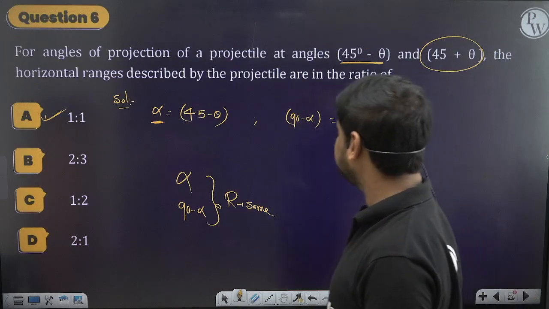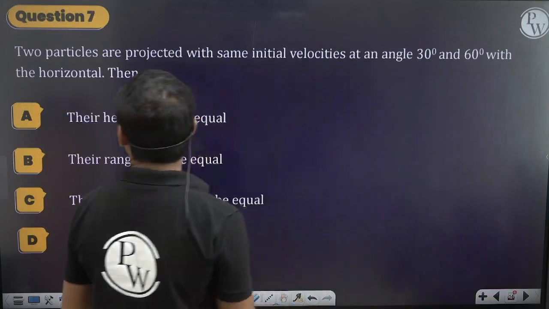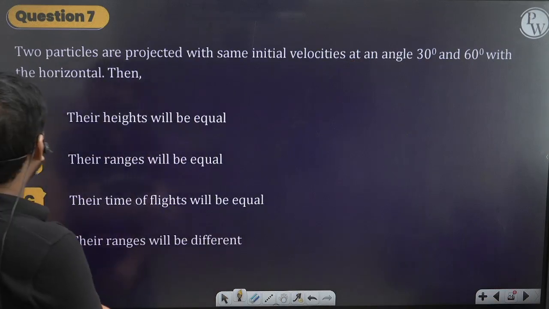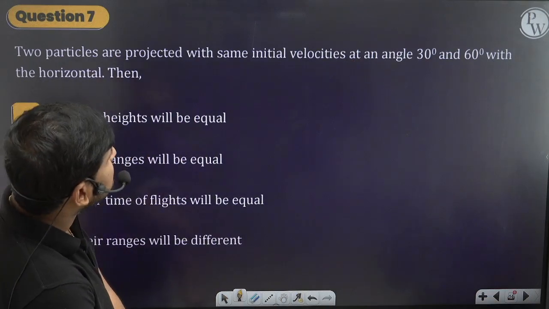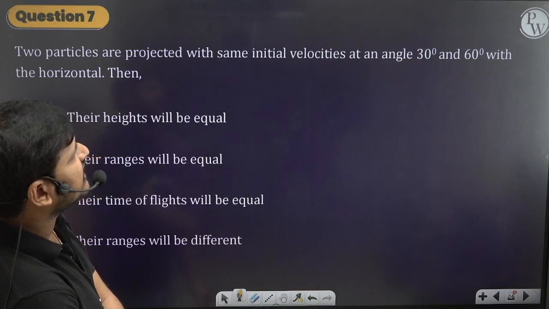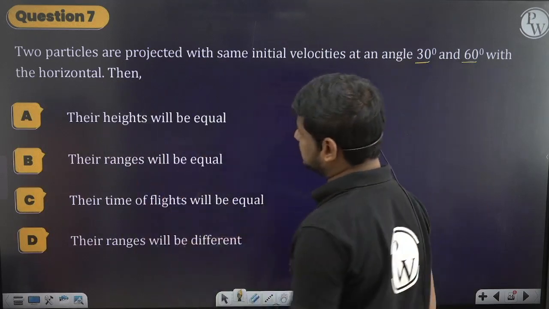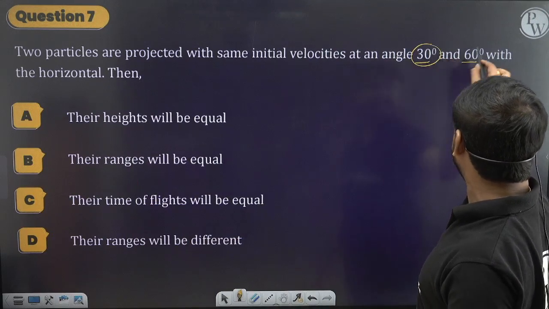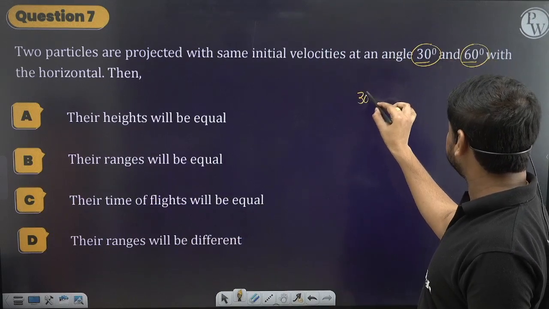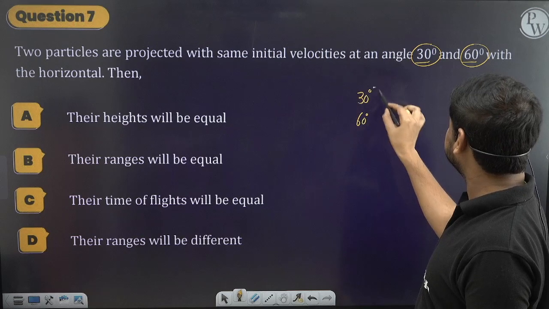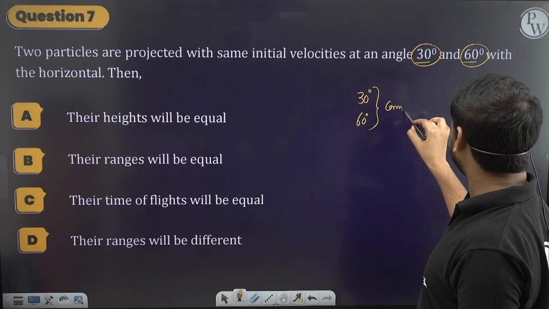Right? Clear? Next. So see here. Next question: two particles are projected with the same initial velocities at angles of 30 degrees and 60 degrees with the horizontal. So, 30 and 60 are complementary first. So 30 degrees and 60 degrees, they both are complementary angles.